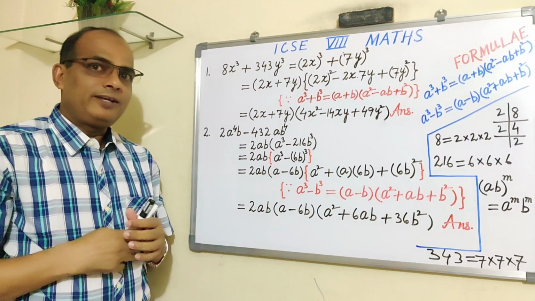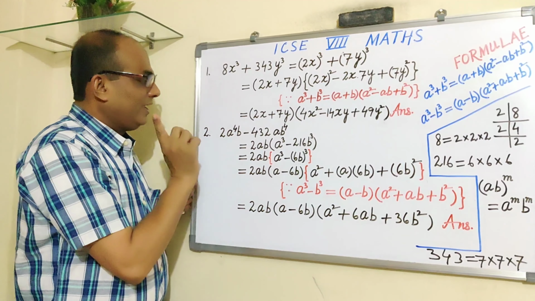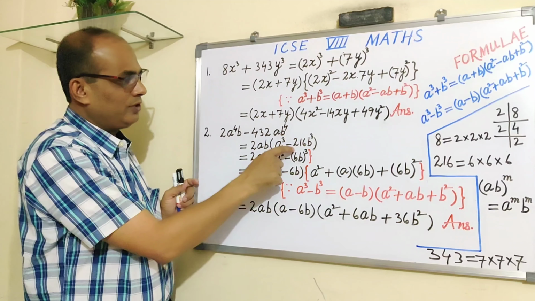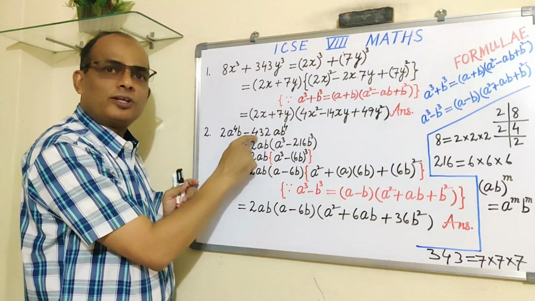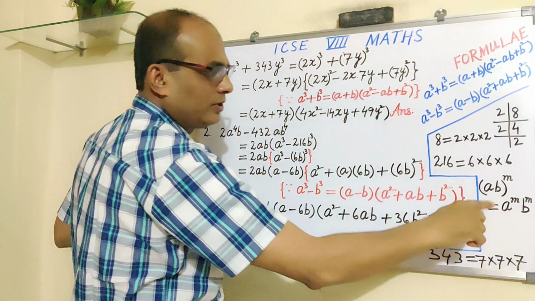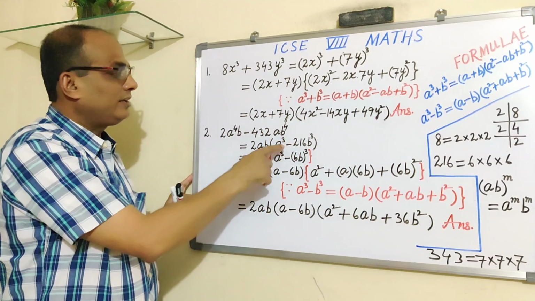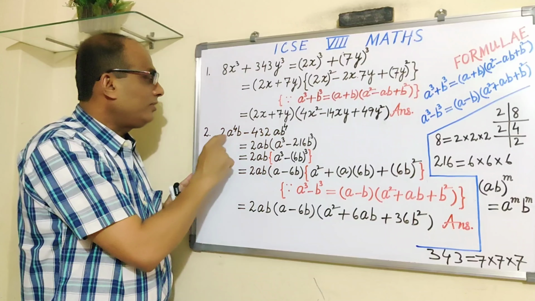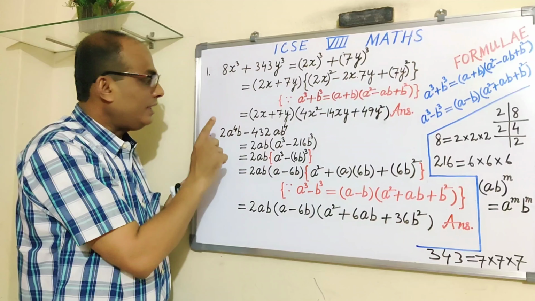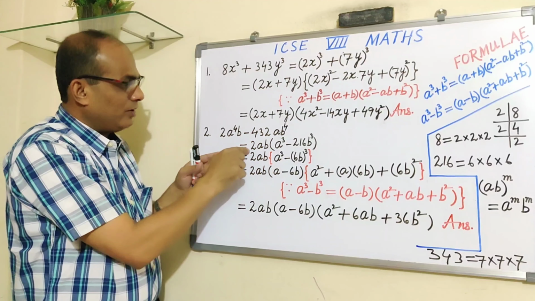As I told you in the beginning, first of all you have to see if anything is common between the two terms or not. Here, see, 2 is common, because when you divide 432 by 2, you get 216. That means 2 is a factor of 432. When you find the factors of 432, you will see that 2 is a factor of 432, because 432 is getting cancelled by 2. So we are taking 2 common.